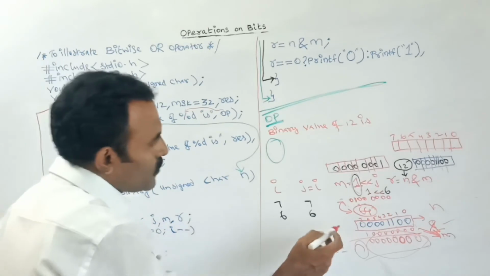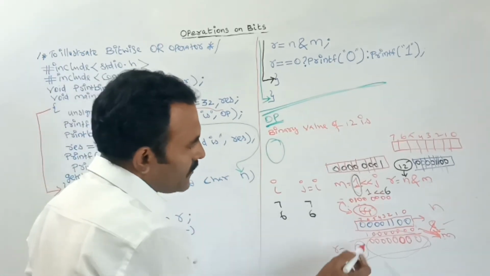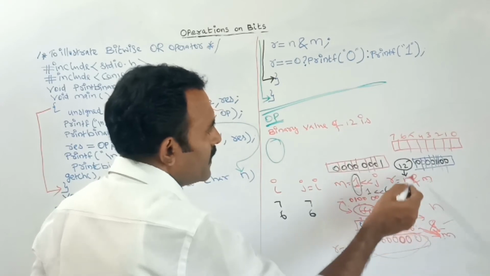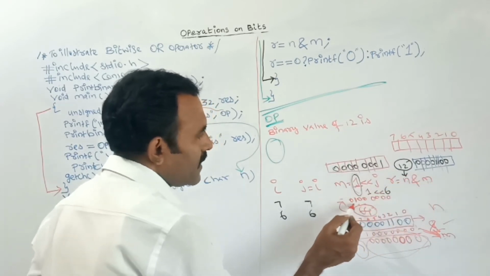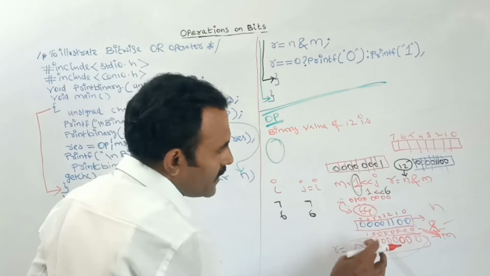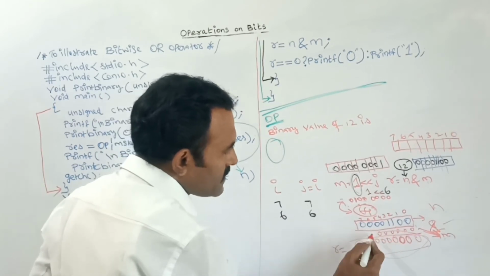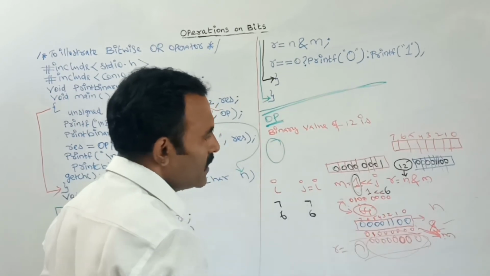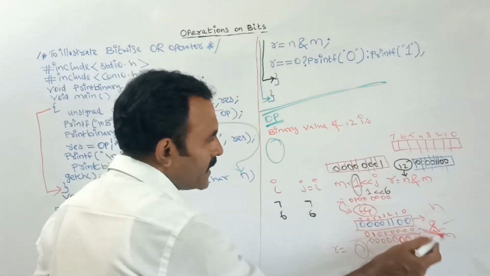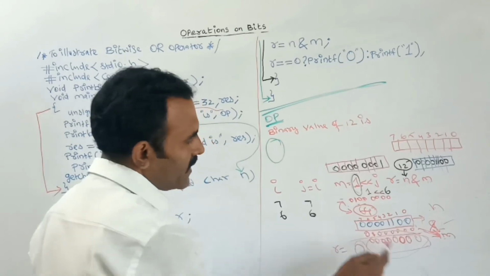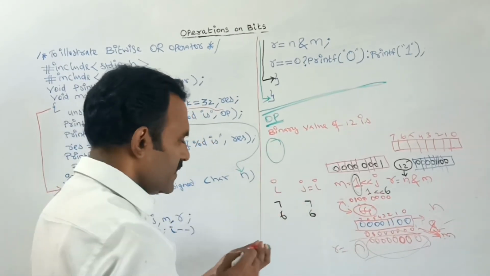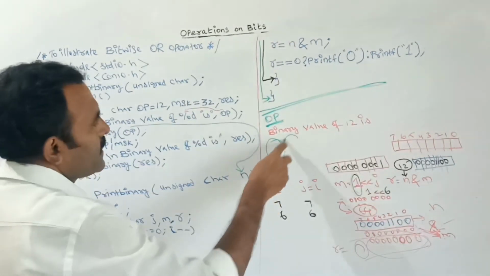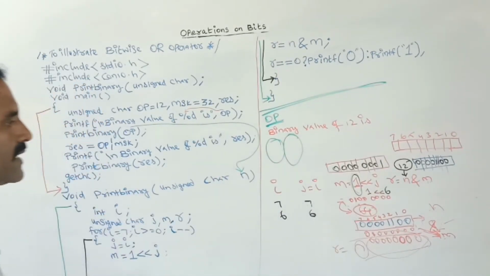Again you do the same process. Here I am ANDing this N value, that is 12, with the M mask value. This is the mask value. In the mask value, the 6th position is 1 and the remaining every position is 0. Again, if you AND this N and M, the result is 0. So in the second iteration also the R value will be 0, so it will print 0.